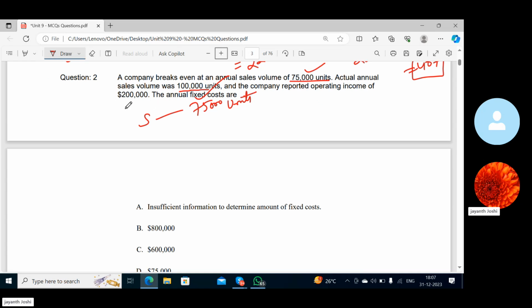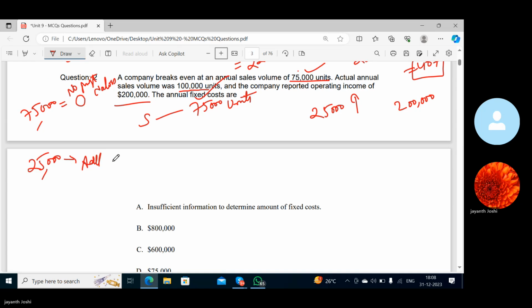The company reported operating income of this much. That means for an extra 25,000 units sold, 200,000 of operating income, correct or wrong? The company breaks even at an annual sales volume of 75,000. What do you mean by this? If you make 75,000 units, your income will be exactly zero. No profit, no loss. But selling 1 lakh units, you are getting this much operating income. That means for additional sales of 25,000, you made an additional income of 2 lakhs.